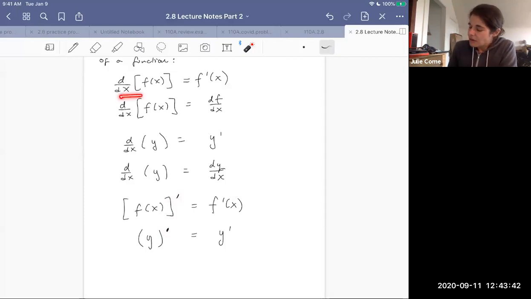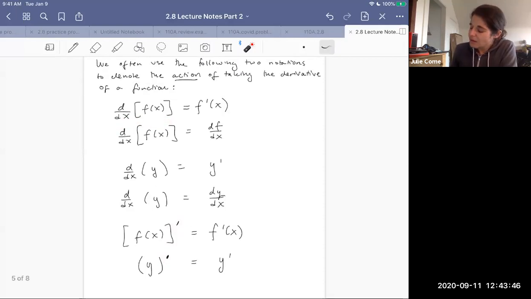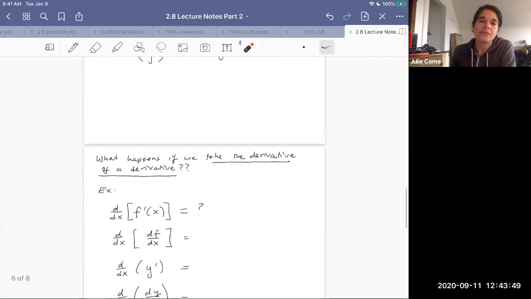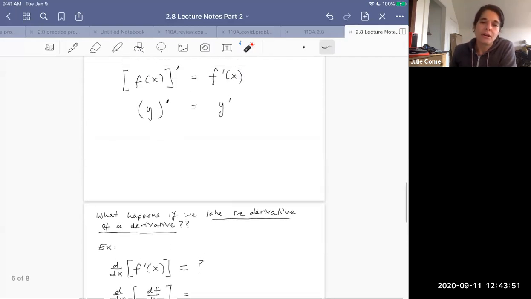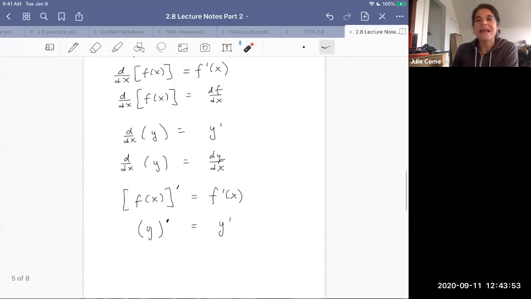Now, this notation also helps us get to our last topic, and that is the topic of higher order derivatives. You may have heard in the past something called the second derivative or the third derivative.